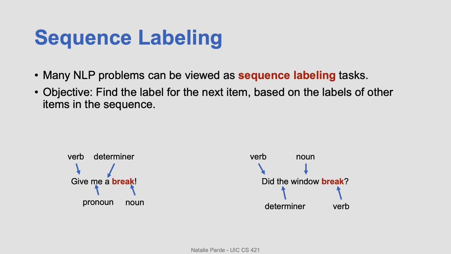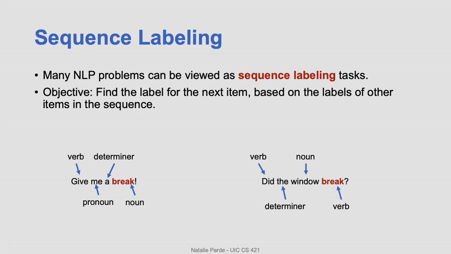In sequence labeling, rather than assigning labels in isolation, you assign labels based at least partially on other labels in the sequence. A classic use case for this is part of speech tagging, which we'll talk about in more detail later this semester. Part of speech tagging is where you assign part of speech labels, so things like noun, verb, adjective, and so forth, to words in a sequence of text. A lot of times, words can have multiple valid part of speech labels depending on how they're used. For example, the word break could be used as a noun or as a verb.